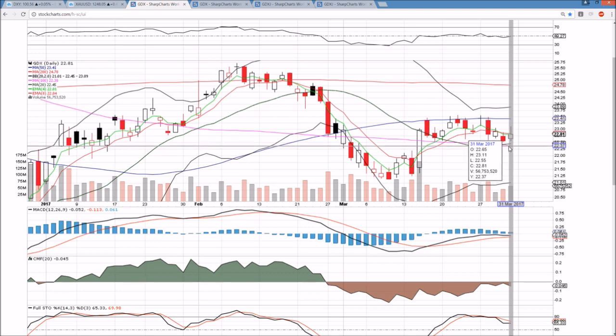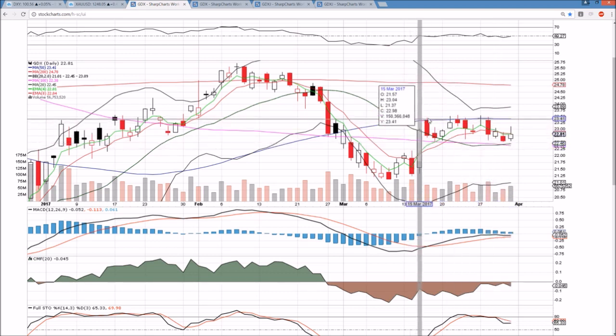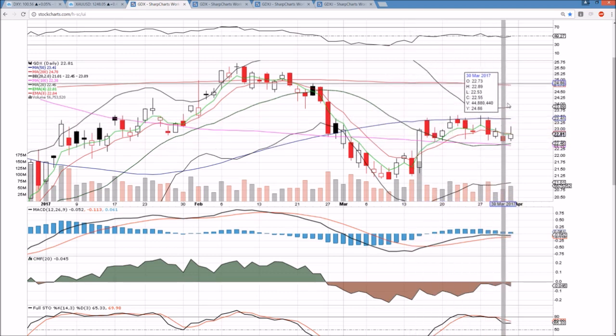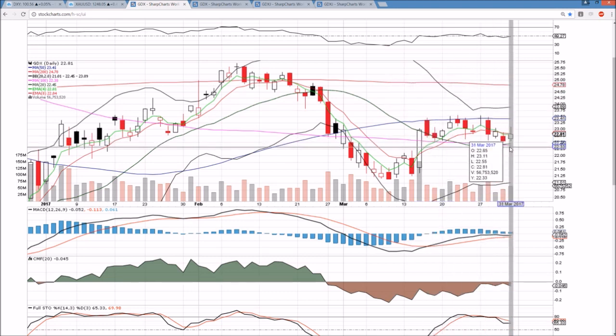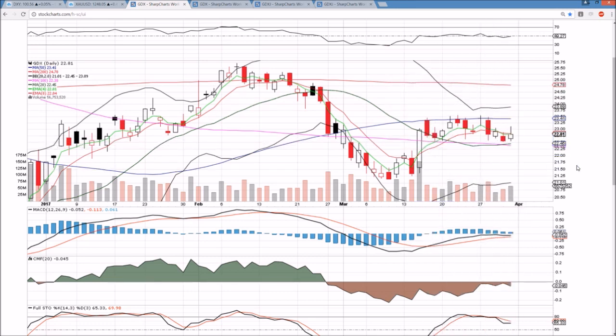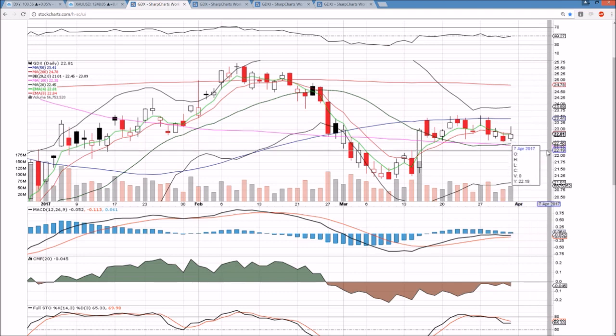So if I wanted to dumb it down and make it as simple as possible, I'd be watching the 50-day resistance. A close over it is a bull break, and I'd be watching the 100-day moving average support. A close below it is a bear break.